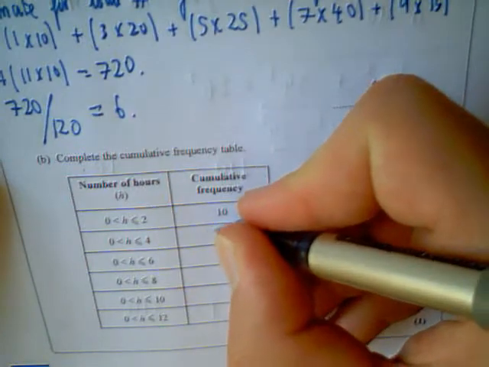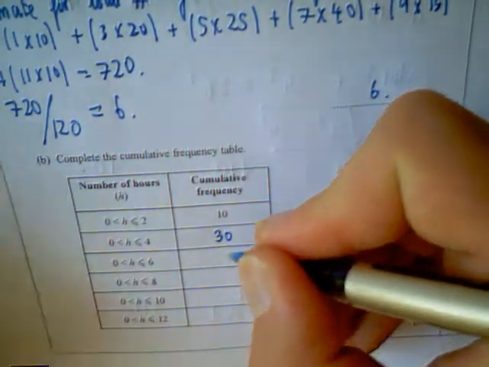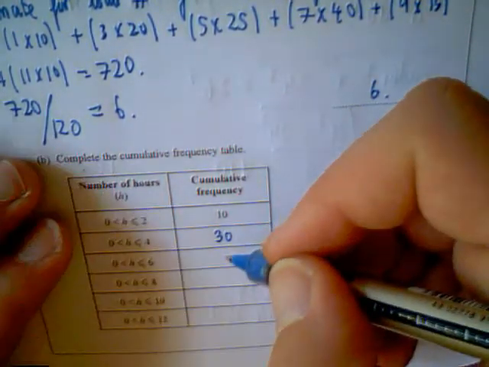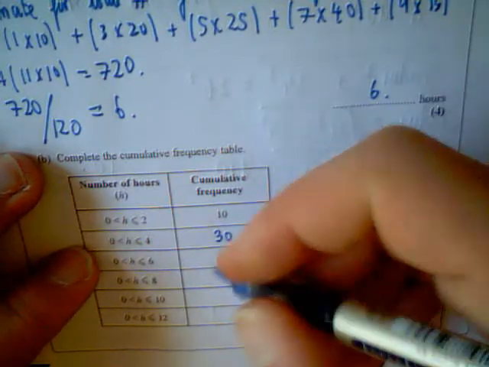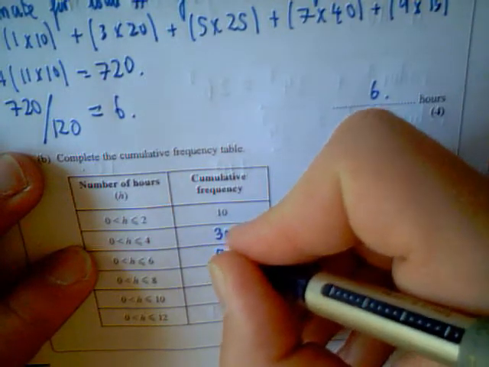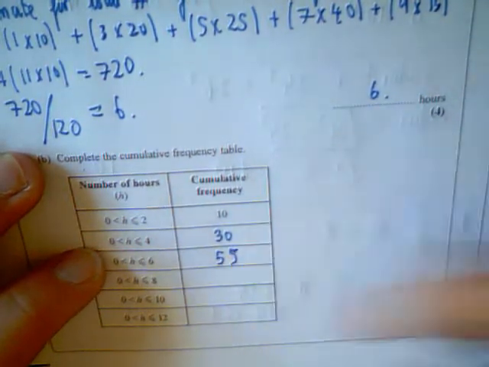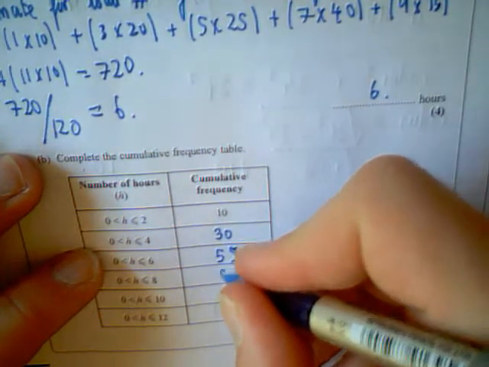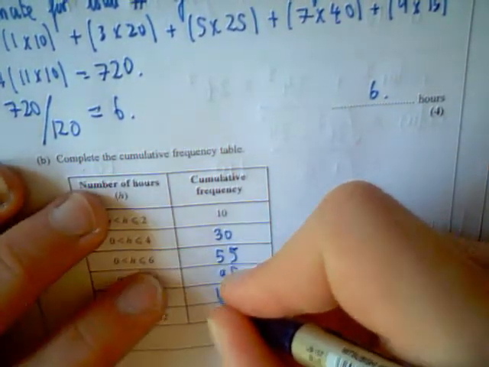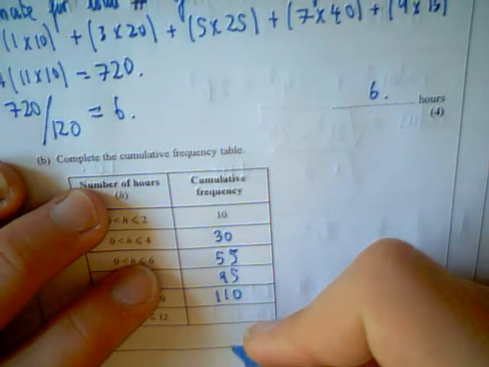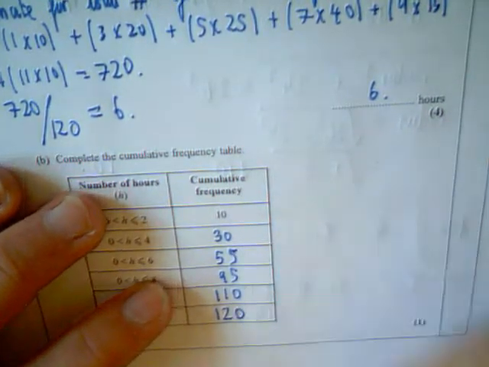So we get 30 here, because it's 10 plus 20, and then we do 30 plus 25, we get 55, and then we do 55 plus 40, we get 95, 95 plus 15, we get 110, and then 110 plus 10 is 120, as desired. Okay.